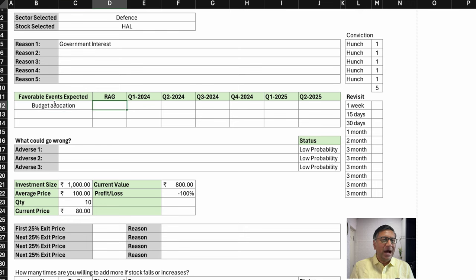Now you could put a RAG when you revisit the strategy. For example, you could put a red if the budget allocation is not in line with your expectation, or put a green if it is. Then you can put some commentary on when you expect that event to happen and play out, because that will decide when the stock price will run up. Typically, stock prices run up ahead of the event, not after the event, if the event is well known.